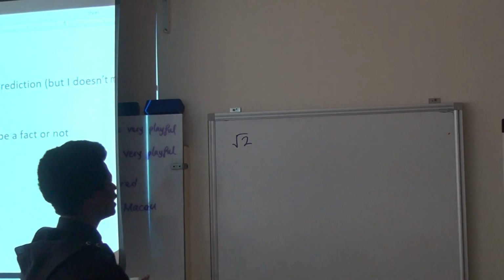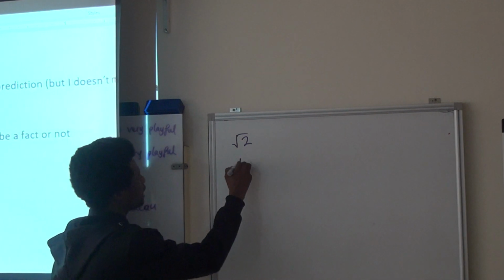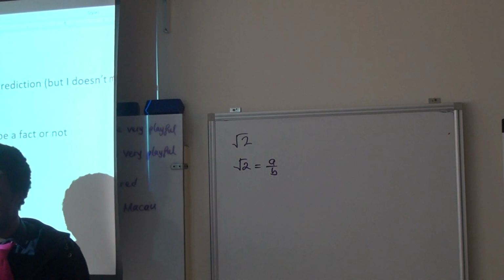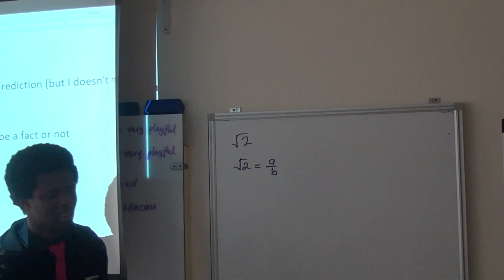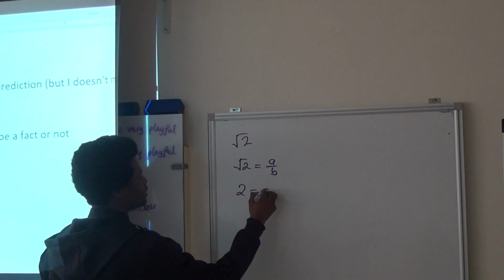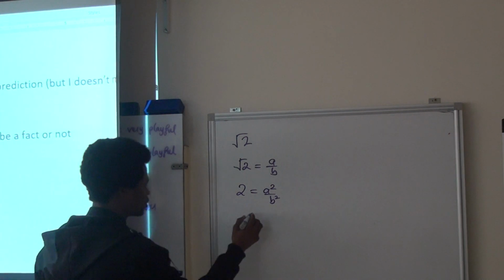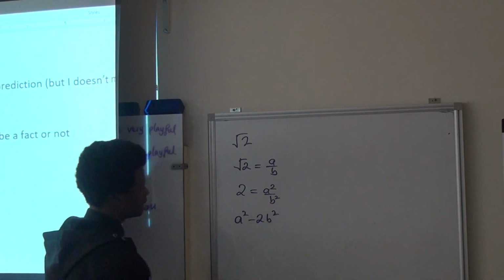So if you start by saying, suppose root 2 is rational, then you say, oh, that means I can write root 2 as a over b, because the definition of rational means you can express it as a fraction. Do you understand that? Then you can say, oh, it means 2 is a squared divided by b squared. Okay, then this will continue. I think it will be a squared minus 2b squared.